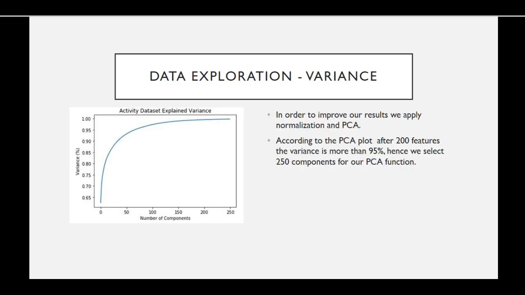Our next graph is very important, which is a variance graph. This graph helps us to explore our features and how they vary. We have also used this graph to apply our principal component analysis. We can easily see that if we select more than 200 features, we achieve a variance of 98% or more.